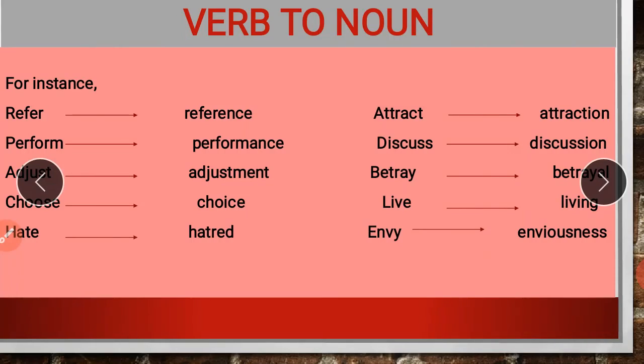So next I have given you some examples, verb into noun. For instance, refer, reference, perform, performance, adjust, adjustment, choose, choice, hate, hatred, attract, attraction, live, living, envy, and envious. So you can use all those words.